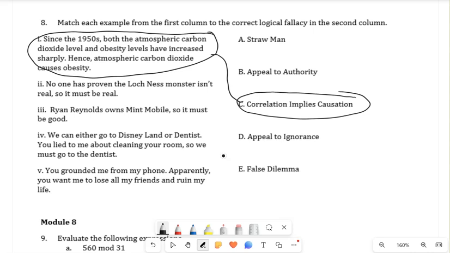Ryan Reynolds. No. Say again? I said number 2 is a no. It has to be.